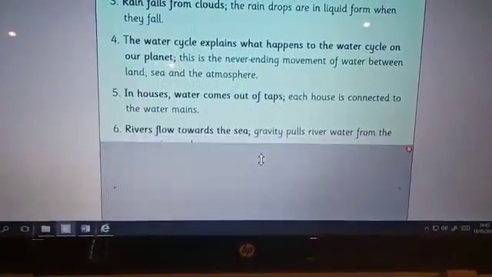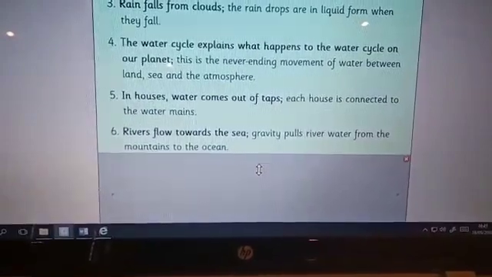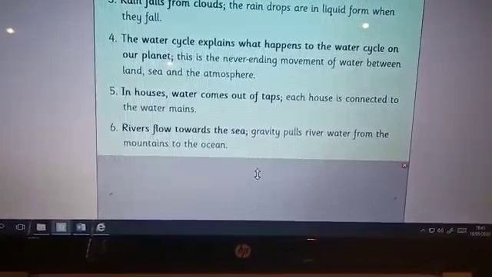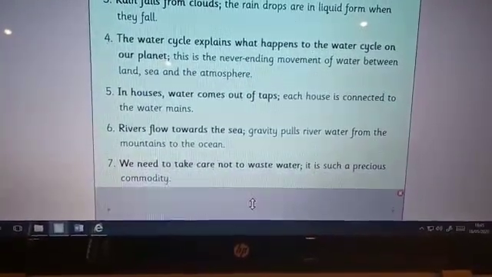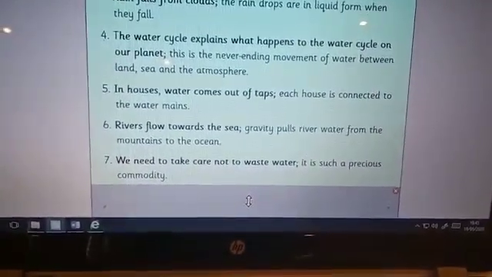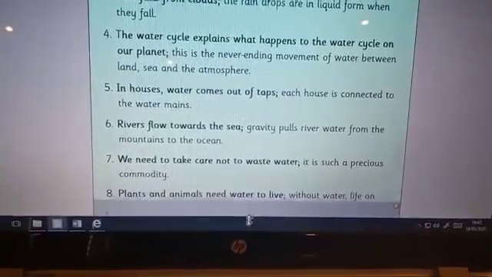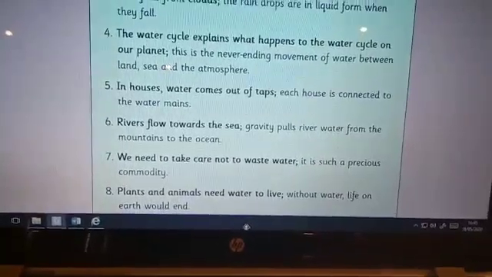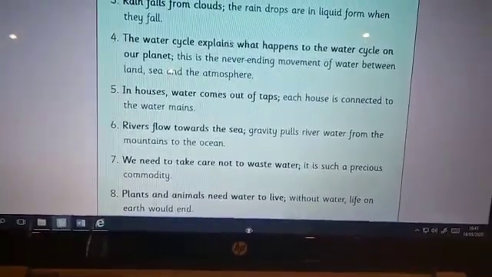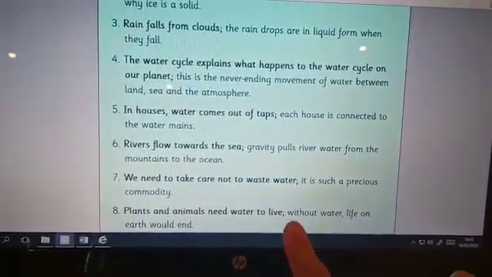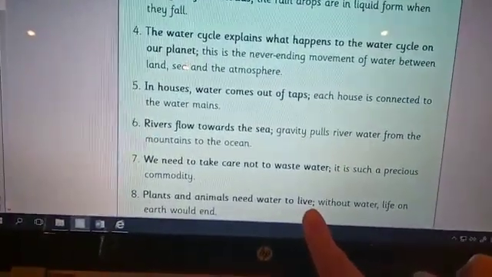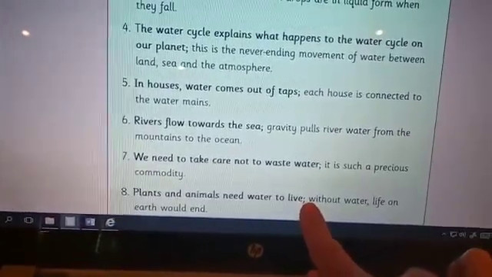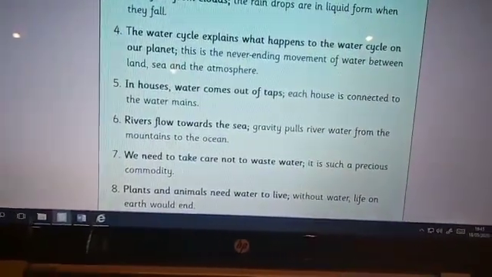And finally, our last ones. Rivers flow towards the sea; gravity pulls river water from the mountains to the ocean. We need to take care not to waste water; it is such a precious commodity. Plants and animals need water to live; without water, life on Earth would end. Can you see how the punctuation semicolon looks like a full stop and a hanging comma, and there's a finger space before your next word?